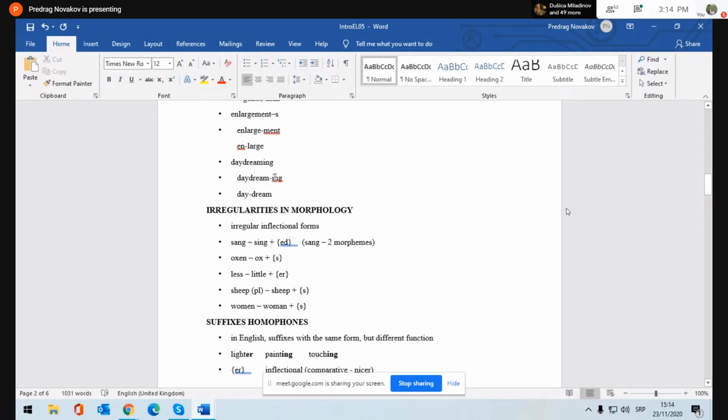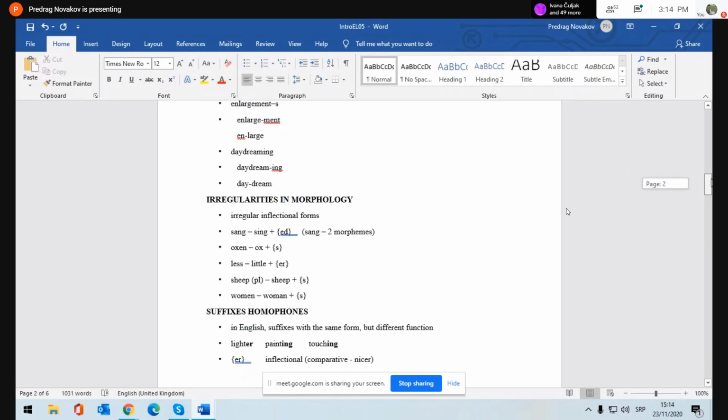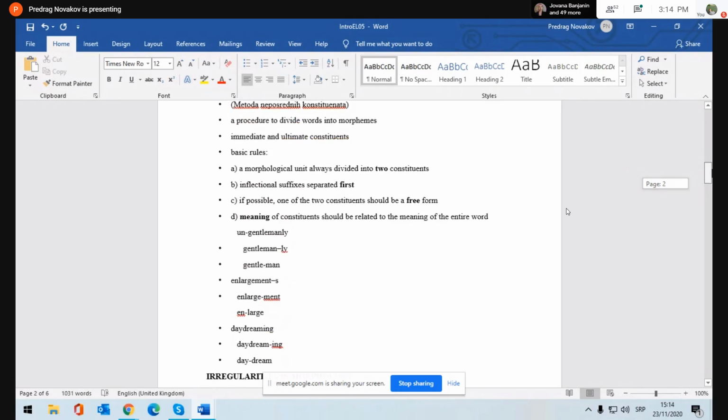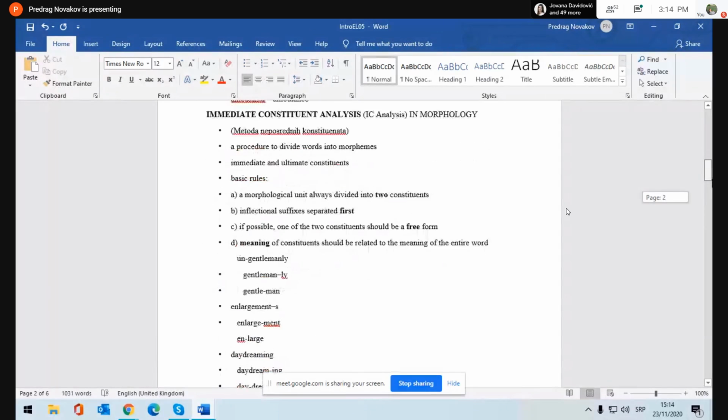ing first. This is inflectional for present participle. And finally, day and dream. Okay, it's not too difficult. You'll have more examples. I think Natasha Milivojevic is going to provide more examples. She is going to send you the tests and questions and tasks. Pay attention to this. This is what you almost certainly get for the written exam: words to divide into morphemes. So this is called IC analysis, immediate constituent analysis.